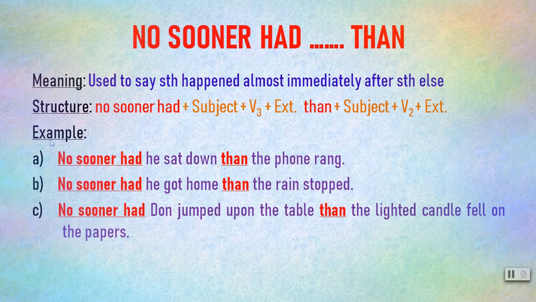Now, let us see the examples. A, no sooner had he sat down than the phone rang. Se boshte na boshte, phone ti beje uthechilo. Number B, no sooner had he got home than the rain stopped. Se barite pouchote na pouchote brishti themey giyechilo. Duto kaj: he got home, the rain stopped. Okay, now C, no sooner had Don jumped upon the table than the lighted candle fell on the papers.